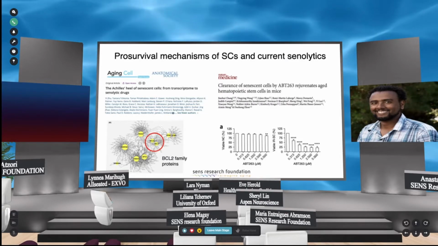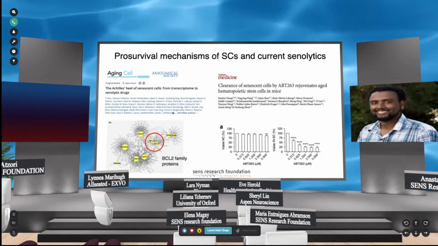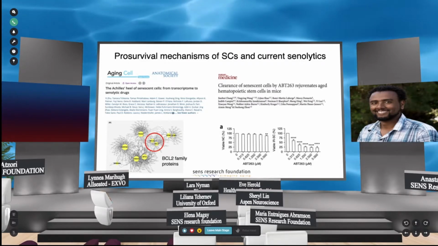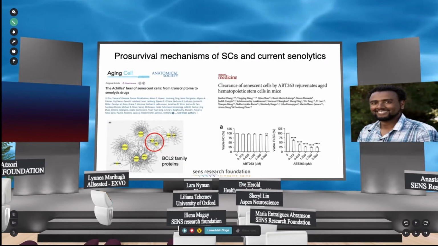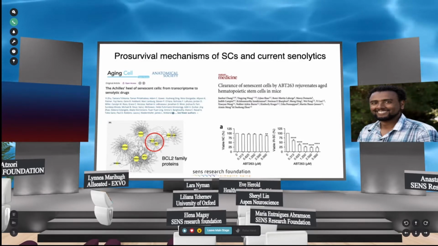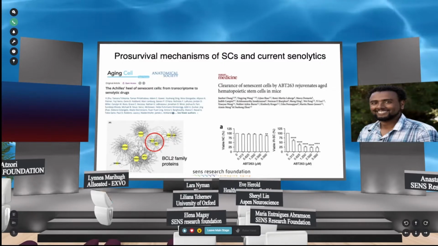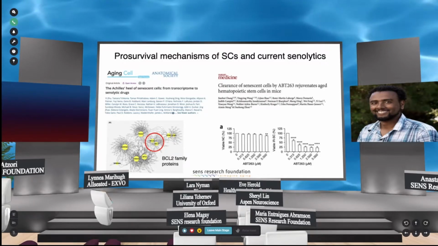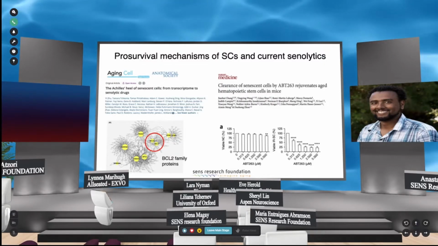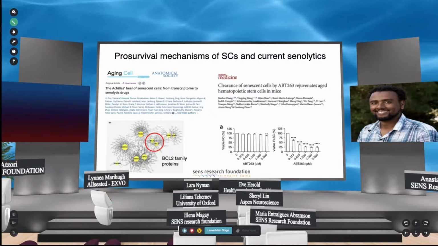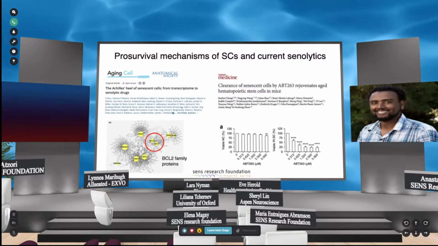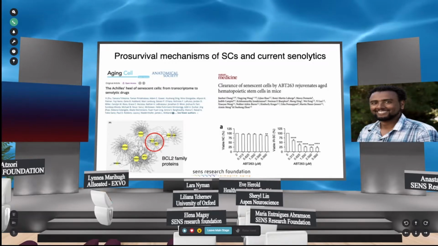For example, if you see this paper on the right side, they used navitoclax, which targets the BCL2 family proteins. It kills up to 80% of the senescent cells. When I say senescence here, generally these are primary senescent cells, with no or minimal effect on non-senescent cells. So this is an important observation.